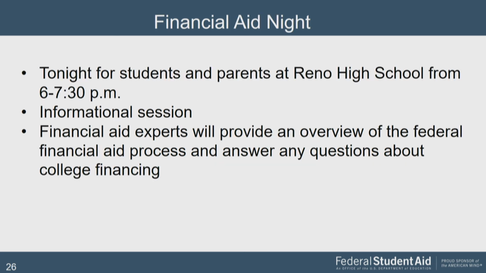There's a financial aid night. This is a new option, a new feature this year. This is tonight for students and parents at a local high school, Reno High School, from 6 to 7:30. It's just an informational session. Some financial aid experts will be there to provide an overview of the federal student aid process or to answer any questions from these parents or students. Maybe some of you are going to that. It's totally optional. Maybe you are.